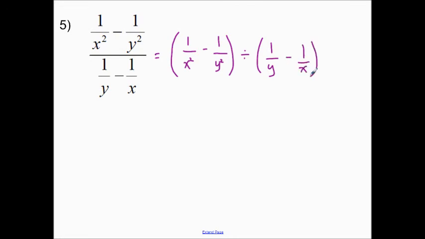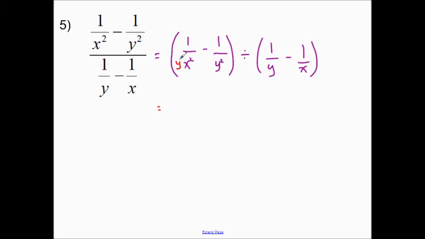Okay, so hopefully you took the time to pause and work this one out. We're going to turn it into a division problem. Okay? 1 over x squared minus 1 over y squared divided by the quantity 1 over y minus 1 over x. Each of these needs to be put into a single fraction. Okay, so common denominator would be x squared y squared.